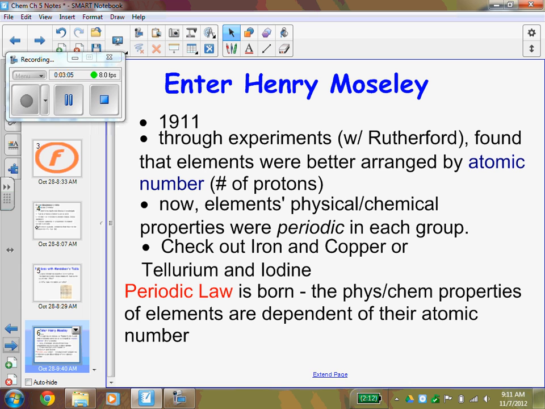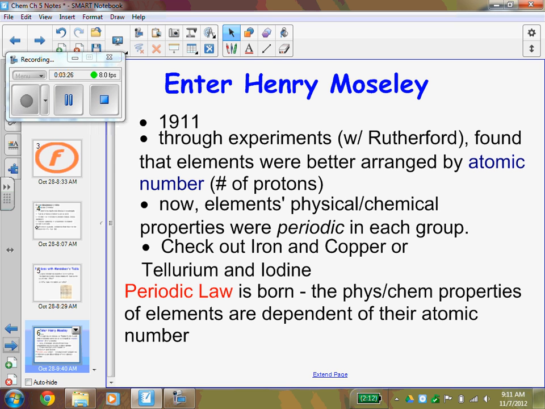See, back in Dmitry Mendeleev's time, he didn't have that kind of technology to determine what a proton was, what an electron was, what a neutron was. But now we know, and instead of organizing the periodic table by increasing mass number, they organized the table by increasing atomic number or increasing number of protons.